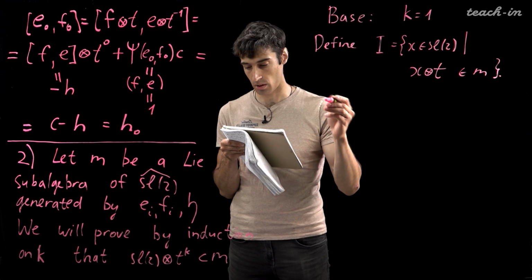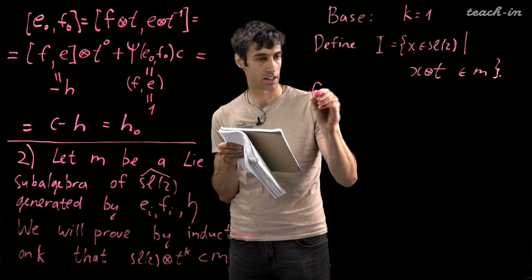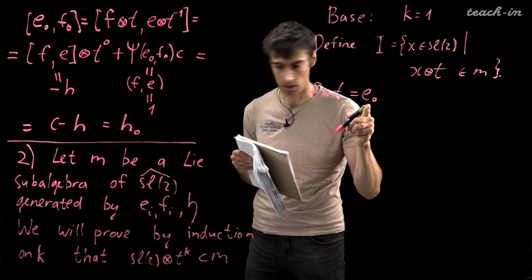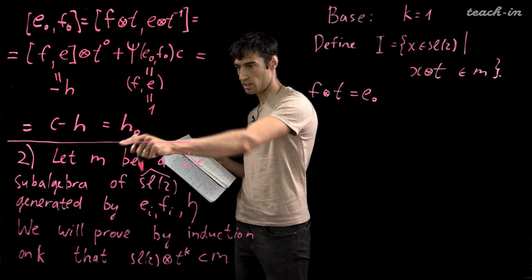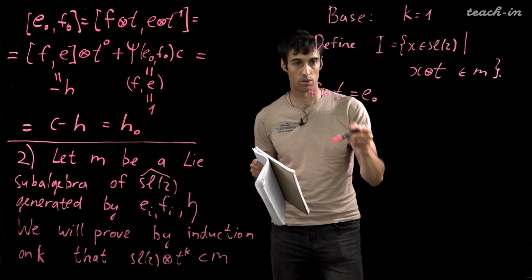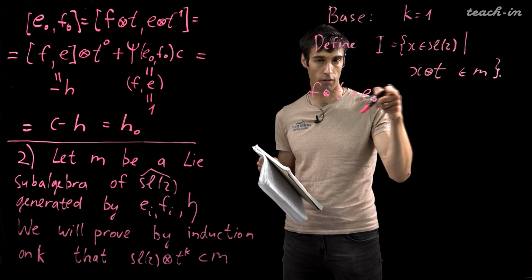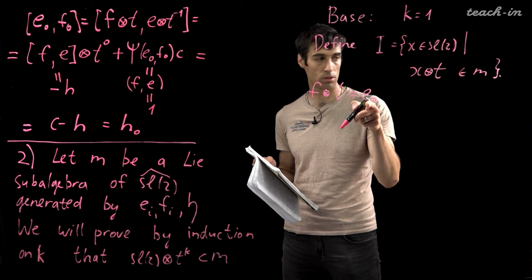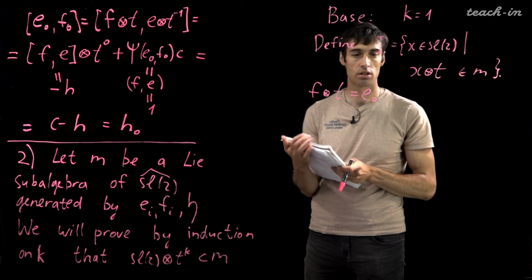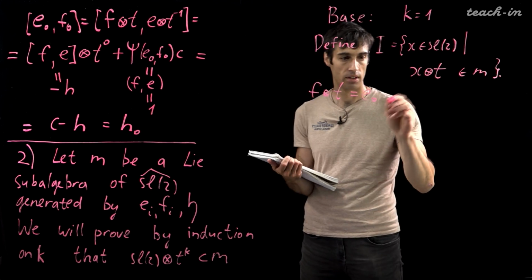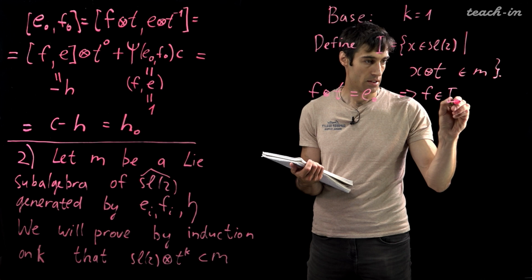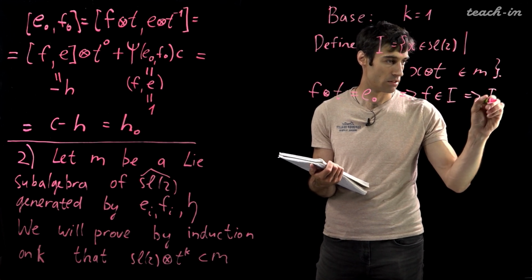Okay, so why is it not 0? Because, say, F tensor T, this is our E0. And E0 is inside M, of course, because M was generated by the EIs. So this belongs to I. So therefore F belongs to I, right? So therefore I is not 0.